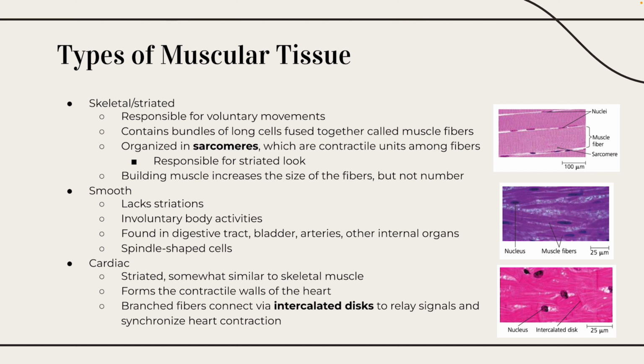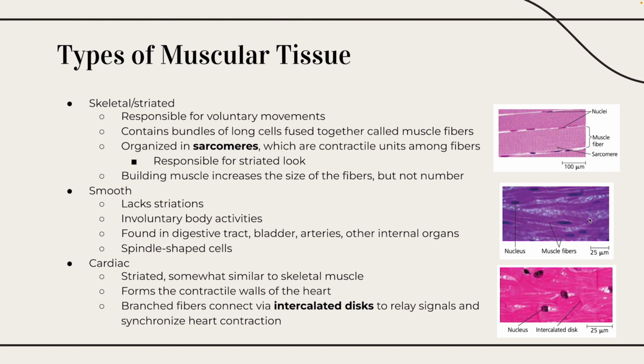Next up is smooth muscular tissue. You're going to see that this one doesn't have those striations, and it's involved in involuntary body activities. It's found in the digestive tract, bladder, arteries, and other internal organs. And they have these spindle-shaped cells that are tapered on both sides.